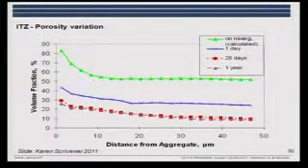But even though we see that we have a difference in the porosity close to the aggregate and far out, this is the area where we have the constant porosity we call the bulk.